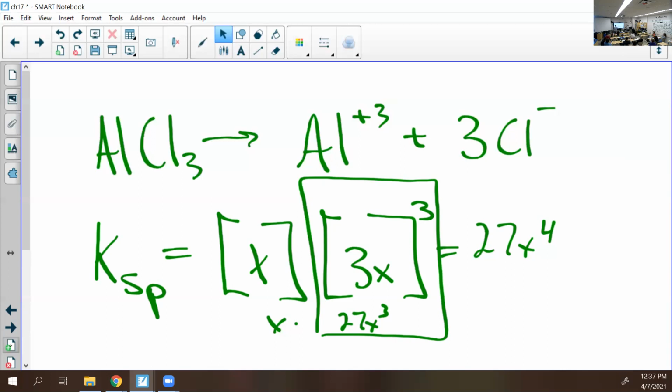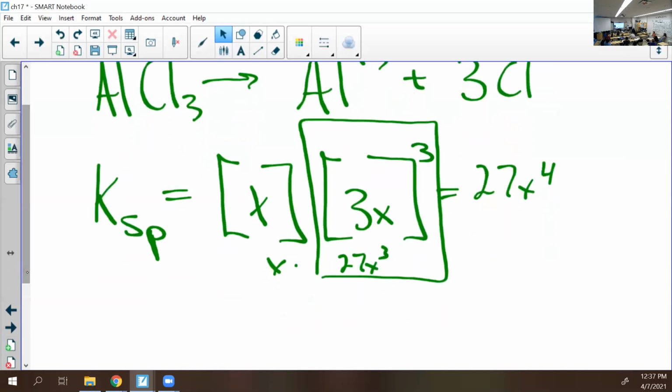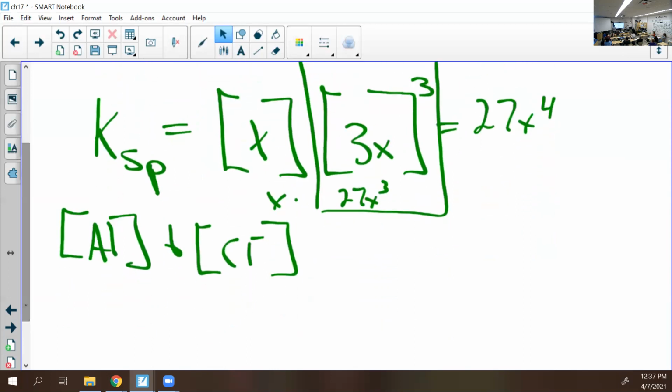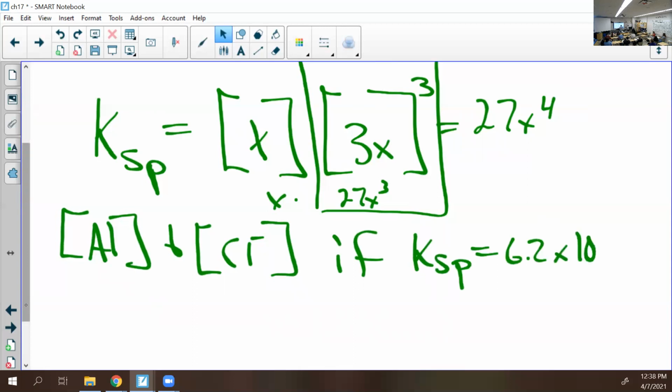Okay, now, what is this really? So this is what I really want to know now. I want to know the concentration of Al and the concentration of Cl minus if the Ksp is equal to 6.2 times 10 to the negative 4th. Yeah, definitely negative. Sorry about the not negative.